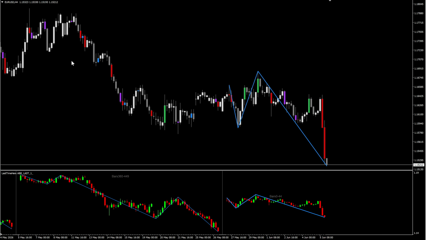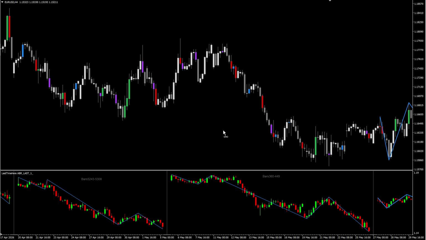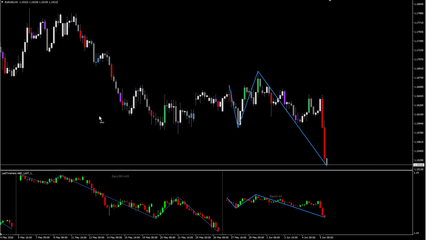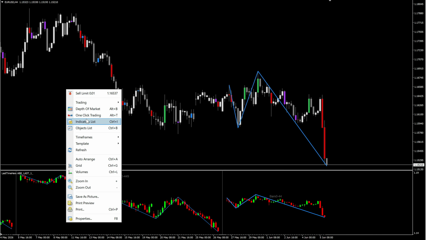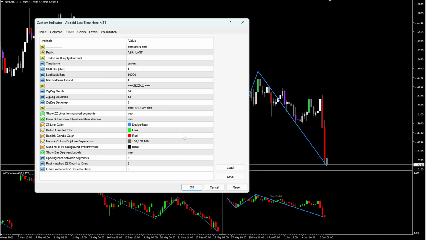Hey guys, welcome back. In today's video, I'd like to talk to you about this indicator. I call it the last time here indicator. You can get it for both MT4 and MT5 on the MQL5 website. So first I'll just go over how this indicator works and then I'll explain all the settings.